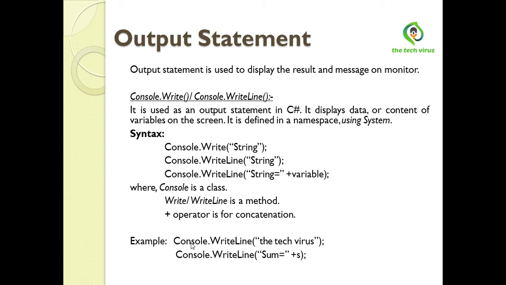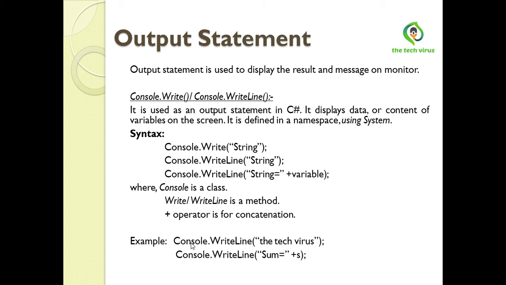Now see what is difference between console.write and console.writeline. Console.write method displays the output but do not provide a new line character. But console.writeline method displays the output and also provide a new line character at the end of the string. This would set a new line for the next output.